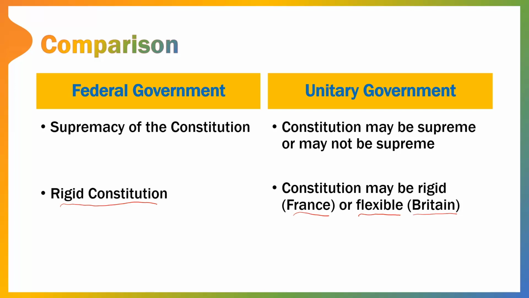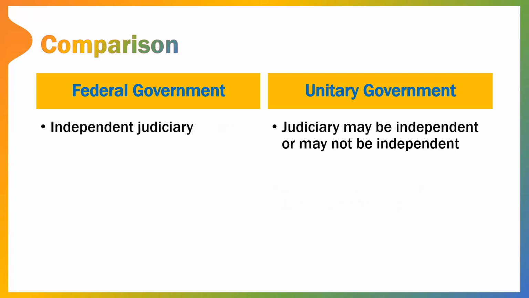The next difference is that we have an independent judiciary in the federal government. So basically the judiciary is the independent organ of the federal government. But when it comes to a unitary government, the judiciary may or may not be independent.